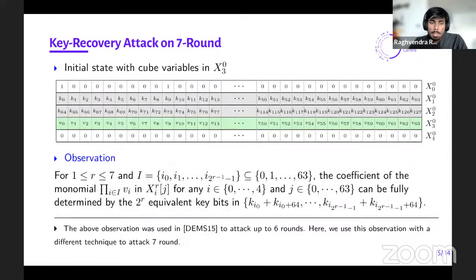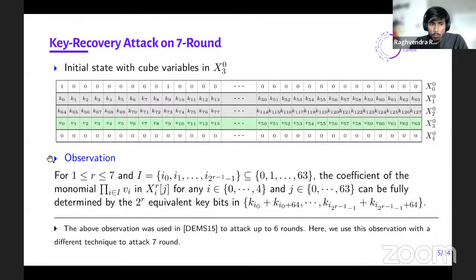So now let me present one of the key recovery attacks from our work. It is based on the ideas of cube attacks. So we start with the initial state. We set the cube variables in word 3, which are shown in green. So there are 64 cube variables, and the other nonce values we set as 0.